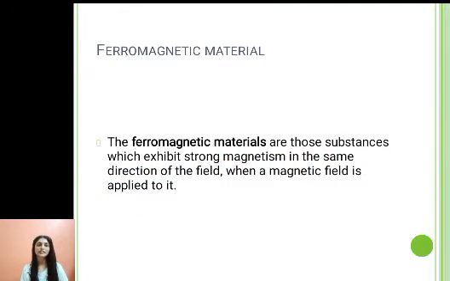Ferromagnetic materials are those substances which exhibit strong magnetism in the same direction as the field when a magnetic field is applied to them. Apart from ferromagnetic, you should know about paramagnetic, antiferromagnetic, and all. You can learn those definitions as well.